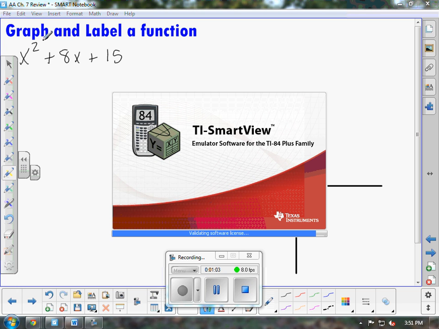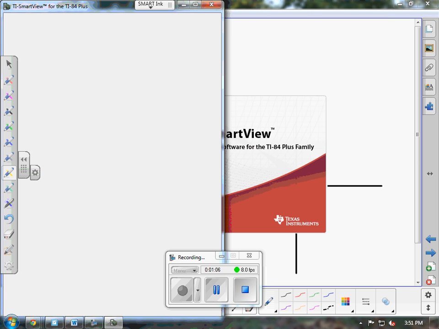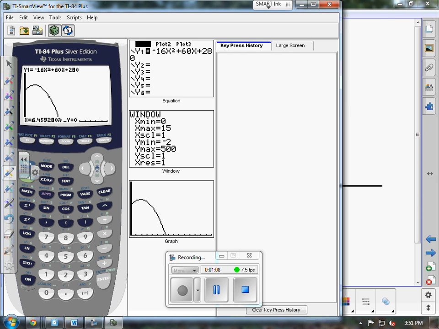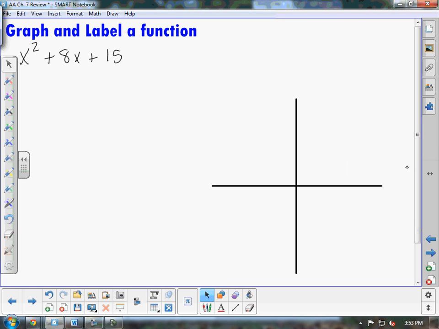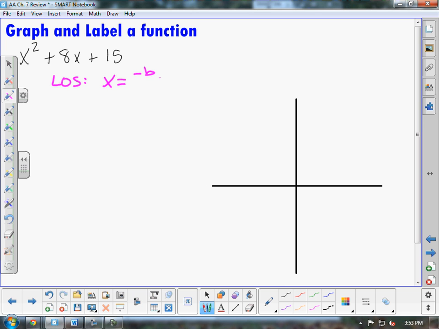And so if we open up our graphing calculator, all right, well, graphing calculator is not working for us, so we'll just have to graph this by hand. Now to graph it by hand, you should always find the line of symmetry first, and that would be at x equals the opposite of b over 2a. And so in this case, it would be negative 8 over 2 times 1, which is negative 4.